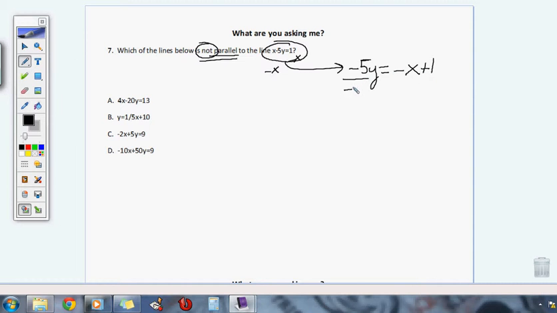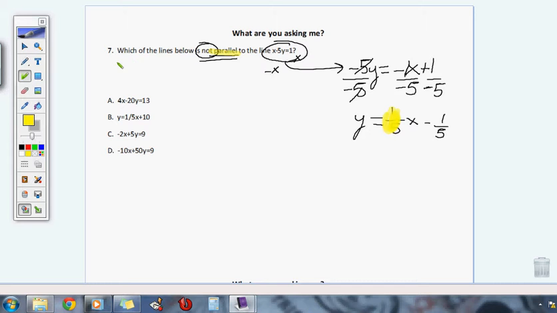And now when I divide both sides by negative 5 to every part, these negative 5's cancel, and I have y is equal to positive 1/5 x. Be very careful here. There's a negative 1 divided by a negative 5. That's a positive 1/5. And then I have minus 1/5. Now the whole point of doing this was to look right here and realize that the slope is 1/5. Because if we have lines that are parallel, they will have a slope of 1/5.